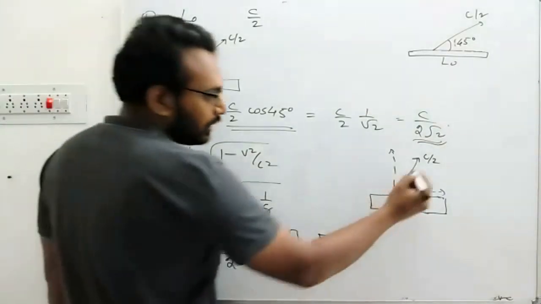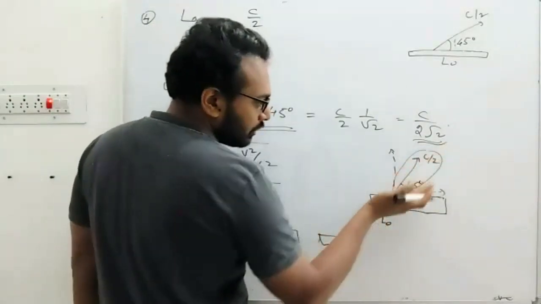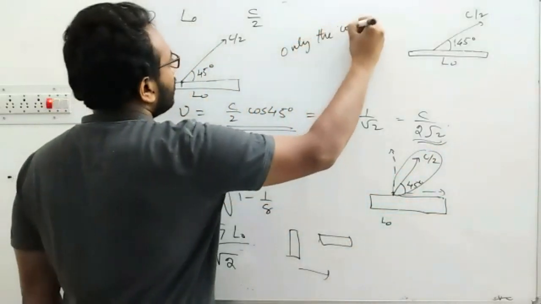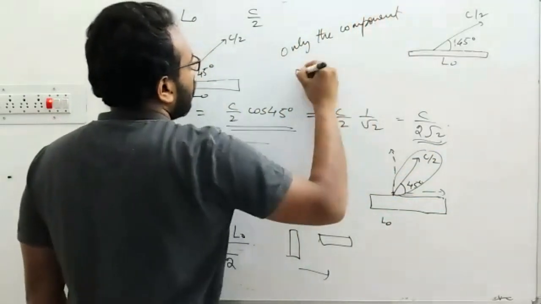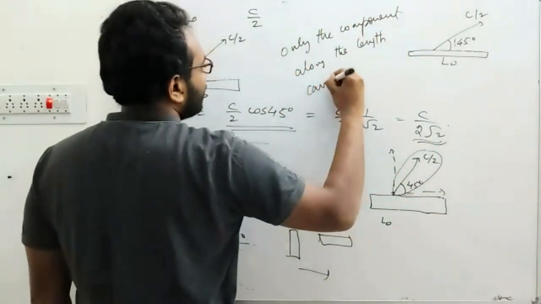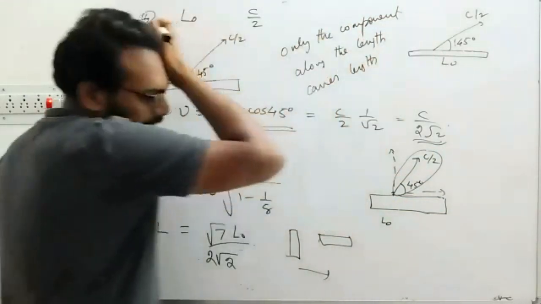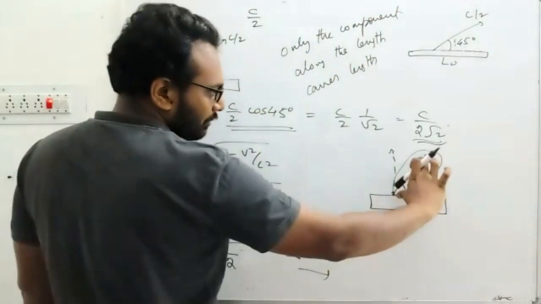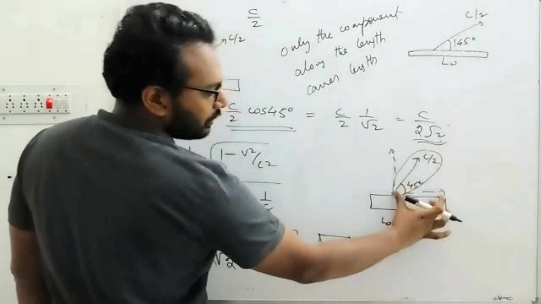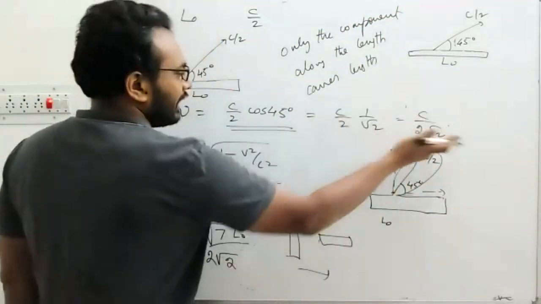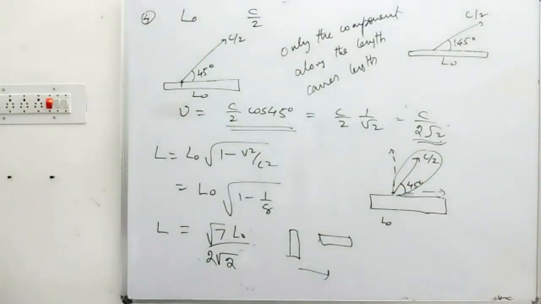Yes, sir. So the whole c by 2 does not cause length contraction, but only the component along the length, or parallel to the length, causes length contraction. The perpendicular velocity does not cause any length contraction. That's the reason why we don't take c by 2 as the whole velocity, but only the x component of it. So instead of v here, we should take this quantity, only the component parallel to the direction of the length. This is clear now.